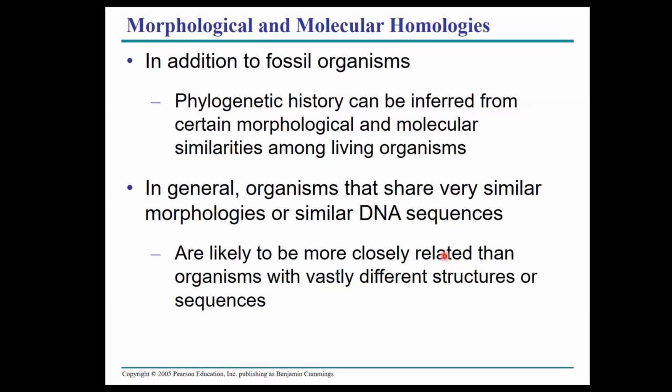In addition to fossils, the phylogenetic history of organisms can be inferred from certain morphological and molecular similarities among living organisms. When they collect their data, they look into similarities, or homologies. Keep this in mind, so that if your examiner throws homology into a statement or a question, you know very quickly that it refers to the similarities organisms may have, which let them track or trace relationships. Generally, organisms that share very similar morphologies or similar DNA sequences are likely to be more closely related than organisms with vastly different structures.